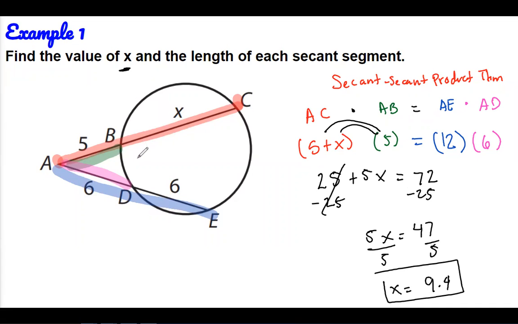Now, that was my first question. Are we done? Yes, no, maybe so. We have to find the length of each secant. So my first secant that we already found is right here, which is what? 12. And my second secant, AC, I have to add 9.4 to 5, which is 14.4. So how do we get that 14.4? 5 plus 9.4. Not too bad, huh?